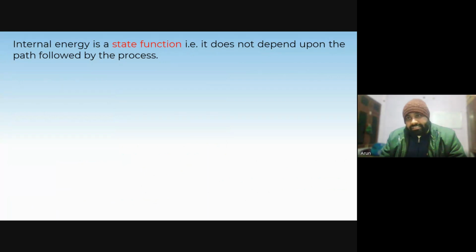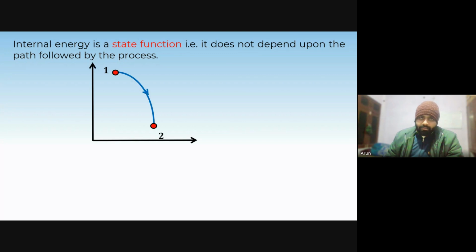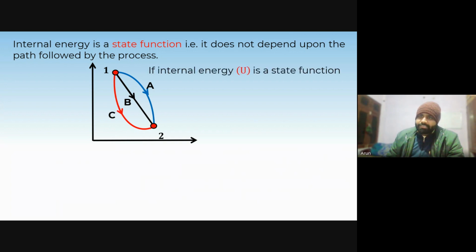Obviously, if it is an energy, it will be a state function. So it does not depend on the path followed by the process. Got it? So from state A to B, or 1 to 2, whatever path we have taken, the internal energy is the same if the final state is the same. Okay.